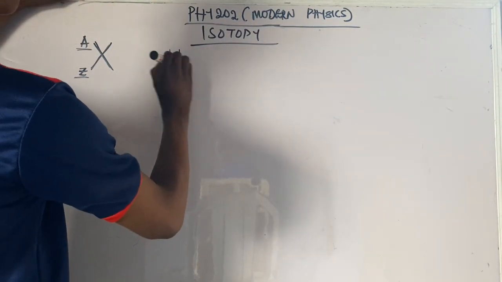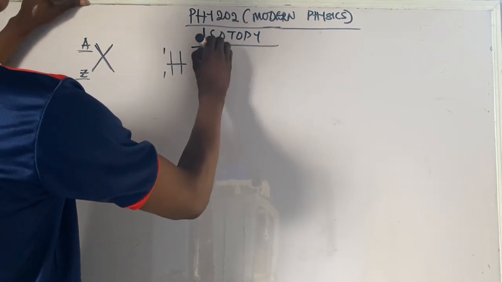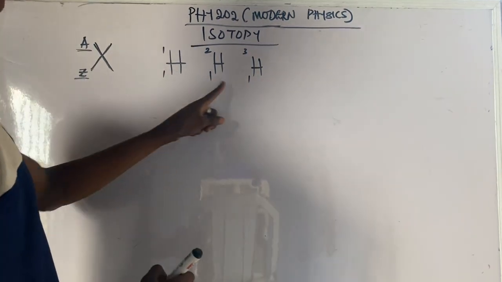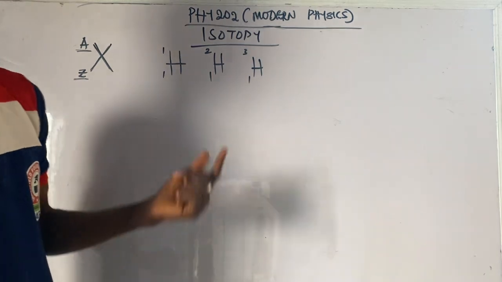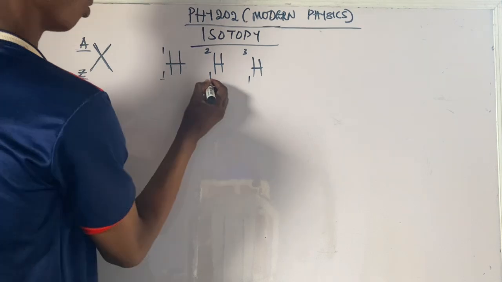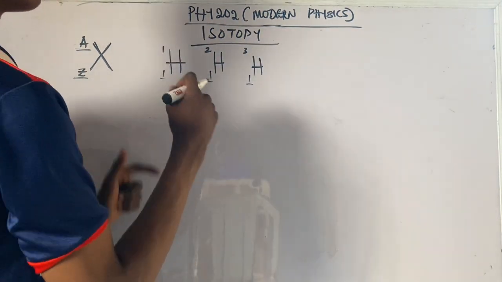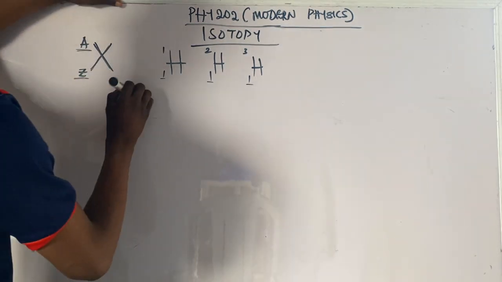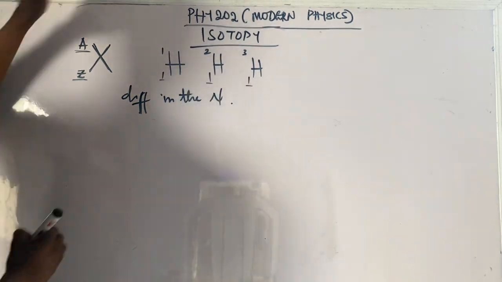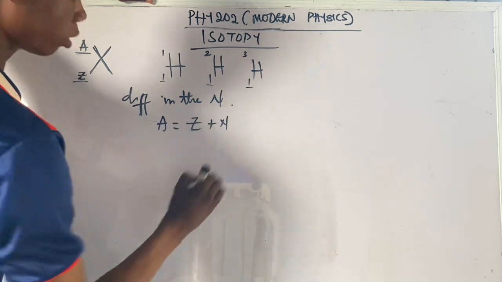Here is a hydrogen atom of atomic number 1 and mass number 1, hydrogen 2, and hydrogen 3. This is the atomic number. It is unique to all elements according to Dmitri Mendeleev. So these atoms differ in their mass numbers, and that difference is a result of a difference in the neutron number n. We all know that the mass number A is equal to the atomic number plus the neutron number.